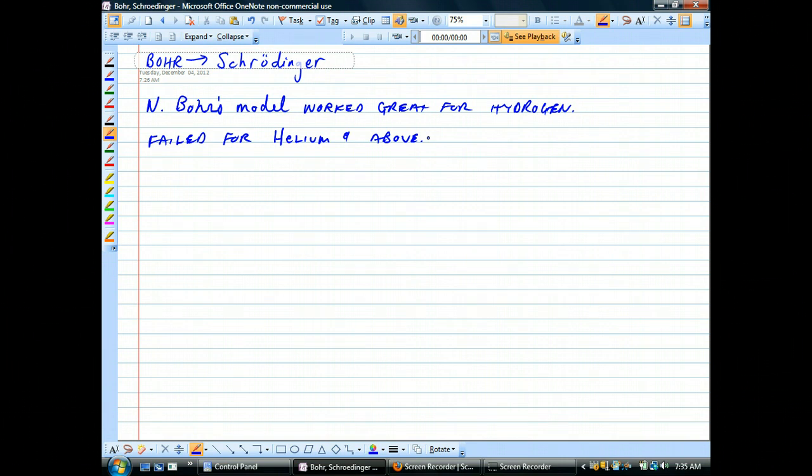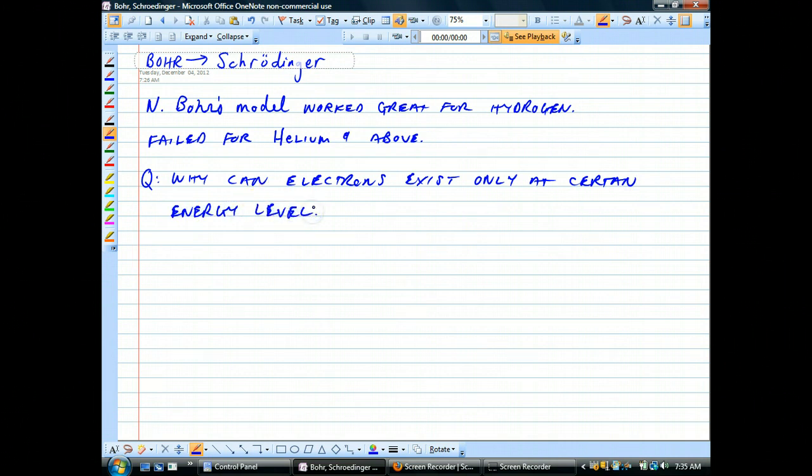But along comes a guy who was trying to answer this question. So we have this one question in particular. Why can electrons exist only at certain energy levels? Now, there were lots of questions about the current model of the atom, but I'm just going to focus in on this one. Why can electrons exist only at certain energy levels? Because that was what it seemed was the case. Bohr's model seemed to be saying electrons can only exist at certain energy levels.